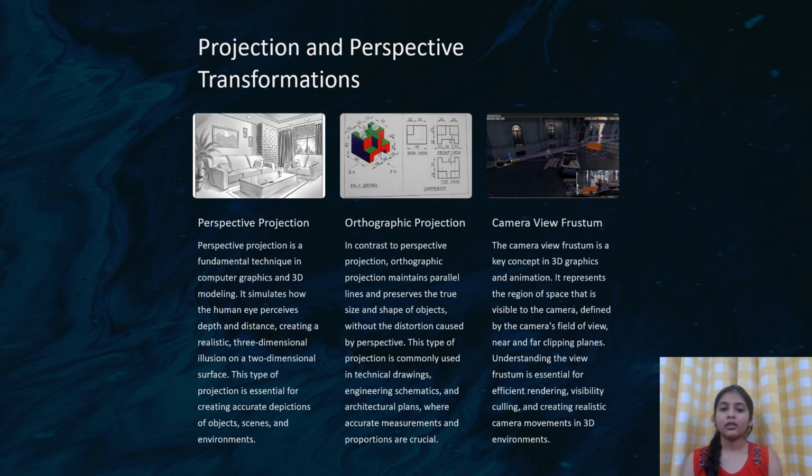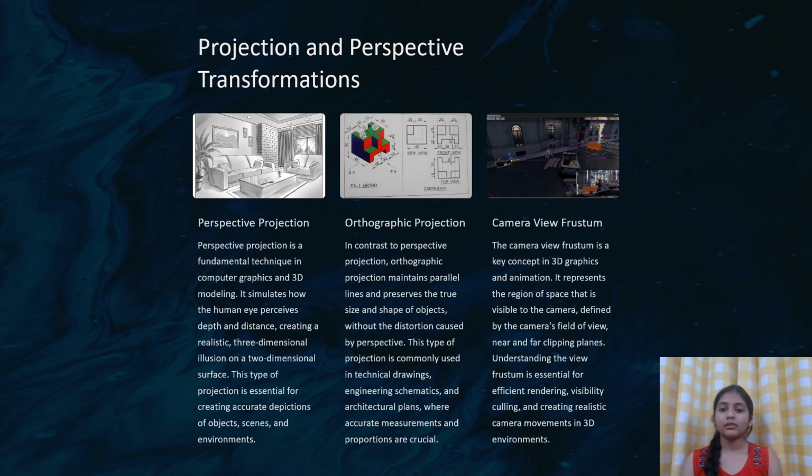Orthographic projection. In contrast to perspective projection, orthographic projection maintains parallel lines and preserves the true size and shape of the object without the distortion caused by perspective. This type of projection is commonly used in technical drawing, engineering schematics, and architectural plans where accurate measurements and proportions are crucial.